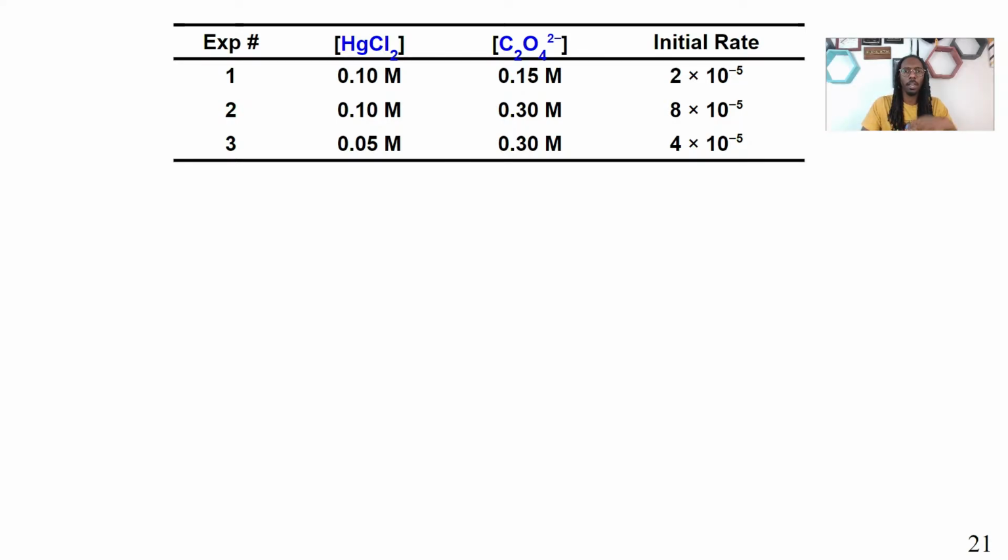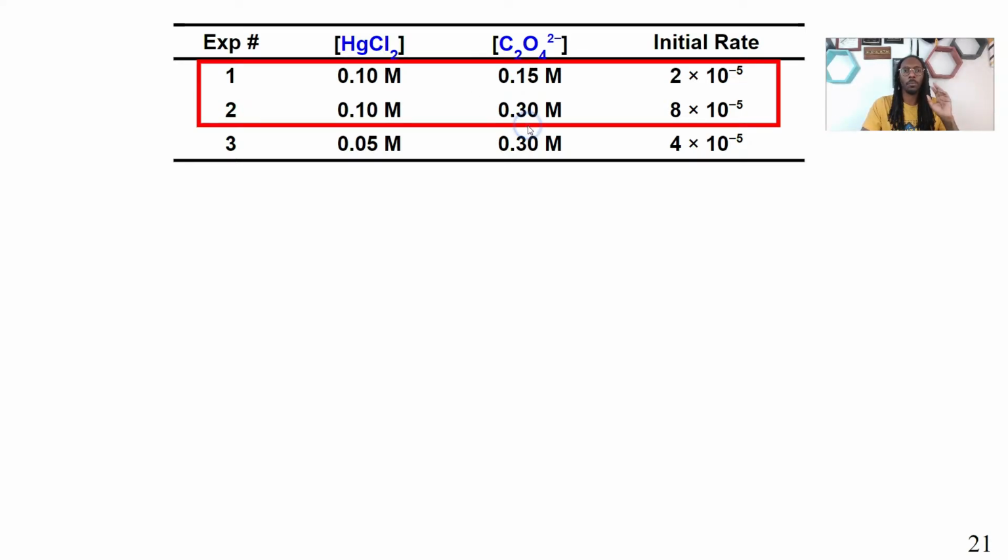In this case, I'm going to look at experiments 1 and 2. My mercury chloride is staying the same at 0.1 molar for both experiment 1 and 2. But if I look at my oxalate ion, the concentration is changing. It went from 0.15 to 0.3 molar. So this is good, because I can use this changing value here.